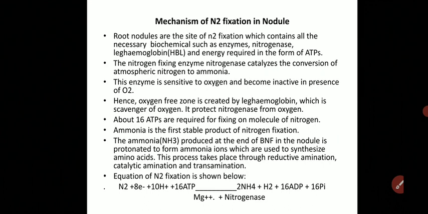So ammonia is the first stable product of nitrogen fixation. Actually, two intermediate compounds are formed during the reaction, but they are highly unstable. So the release of H2 is a byproduct of this reaction. Recently, in 2009, it was found that this hydrogen released in the process of nitrogen fixation enhances tolerance of legumes to abiotic stress conditions like drought, temperature, etc.